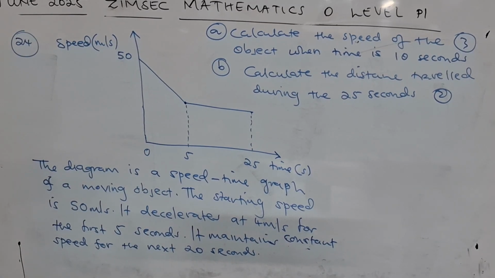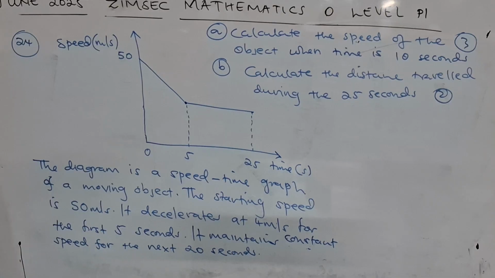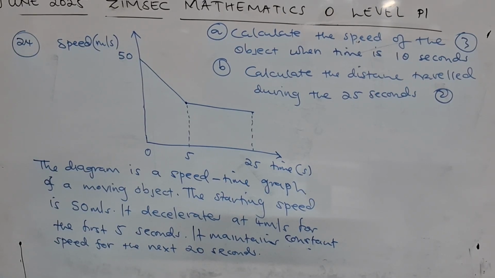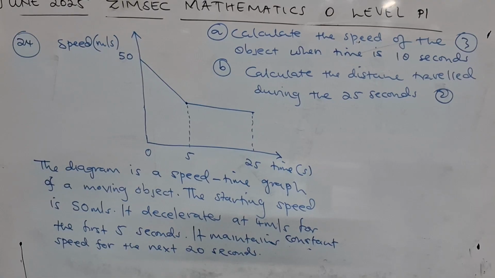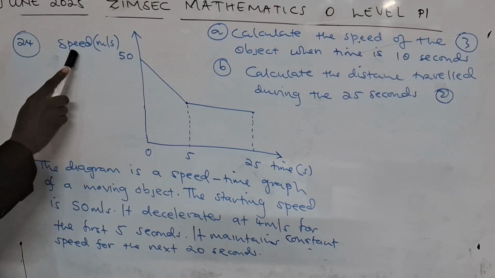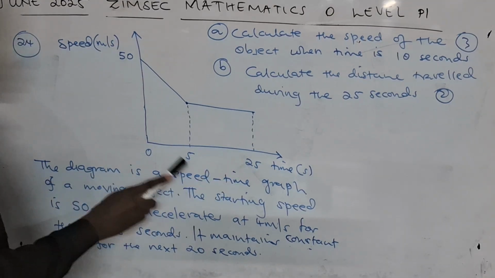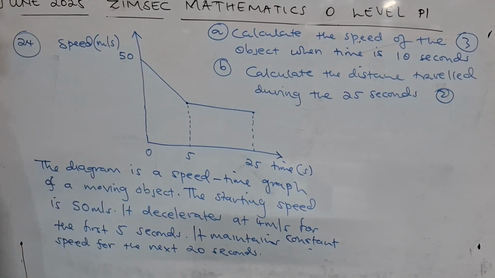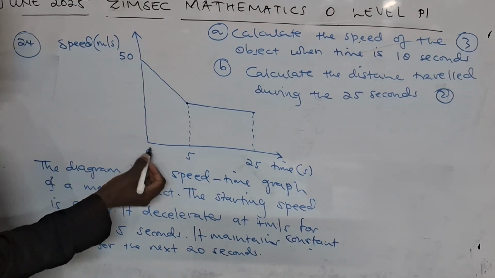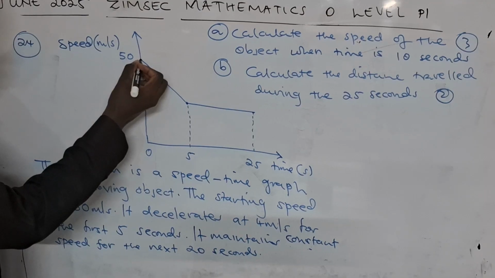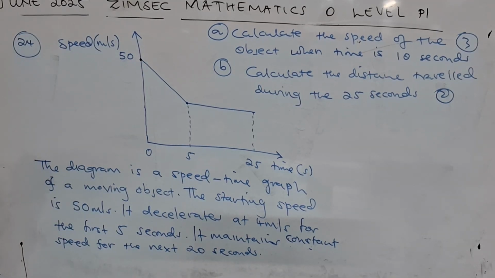Okay, boys and girls, let's try to solve this question. Question number 24. A graph is given. On the y-axis we have speed, which is in meters per second, and on the x-axis we have time, which is in seconds. When the time was 0, what is the speed? The speed was 50 meters per second.